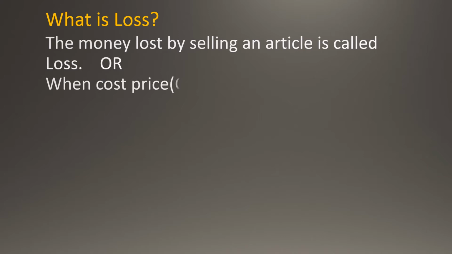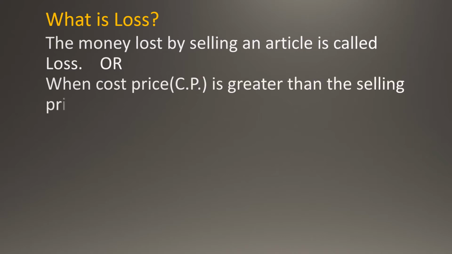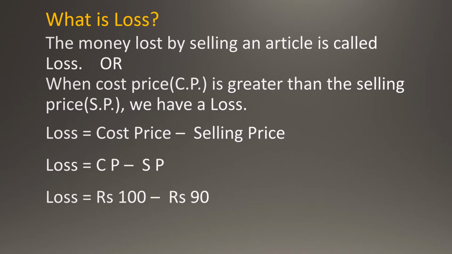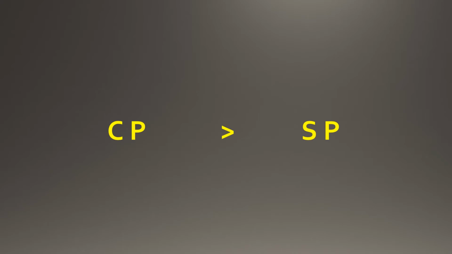Or when cost price is greater than the selling price, we have a loss. So loss is equal to cost price minus selling price, or loss is equal to CP minus SP. That is rupees 100 minus rupees 90. Now do the subtraction. So loss is equal to rupees 10. So what we conclude? Whenever the cost price is greater than the selling price, means you are selling it in lower amount than you bought the item, you will be in loss.